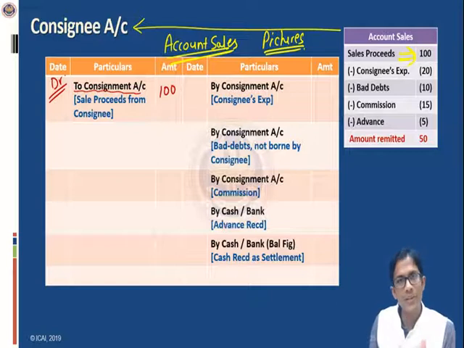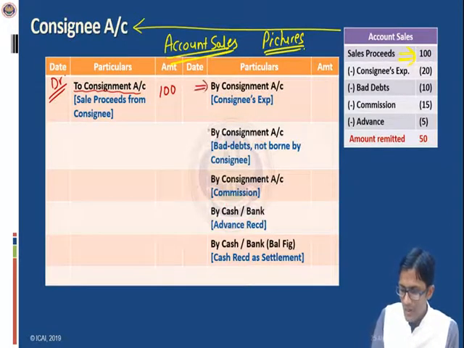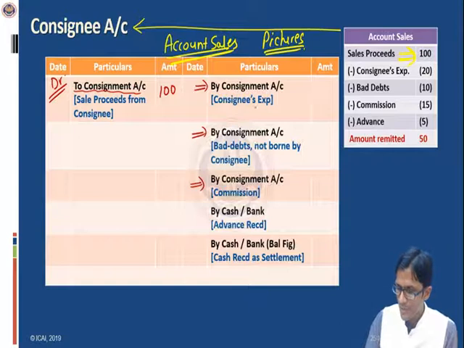Secondly, all the expenses which consignee has incurred and which he wants consignor to bear, all those expenses will also be shown here. And by all those amounts, the consignee's account will be credited. As I've already told you, these expenses are to be ultimately borne by whom? The consignor. That's why consignee's account is credited this time by consignee's expense. Firstly, let's write rupees 20, which is consignee's expense in our example.